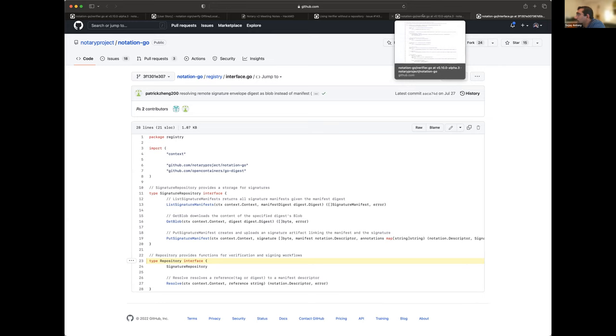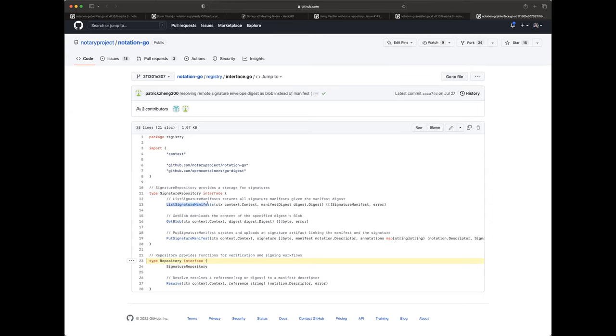Yes, I'm just curious about the signature repository within that interface type. Is that important? Do they have to implement that also? It has get blob and list signature manifest, right? Those need to be implemented. We're ignoring the put signature manifest, the third method. I probably want to ask about that specific method.